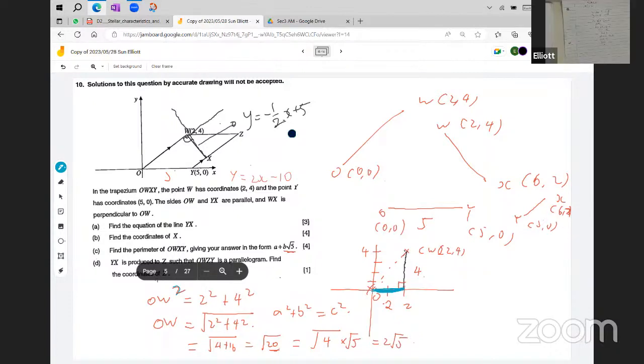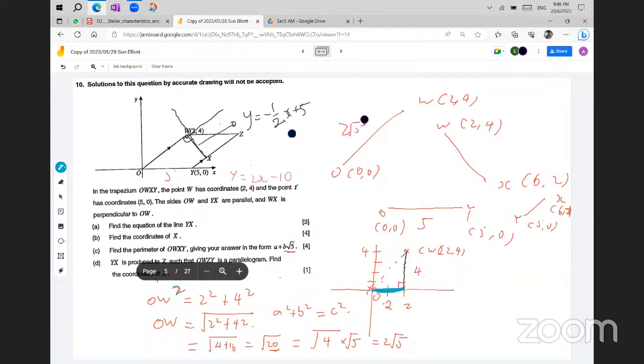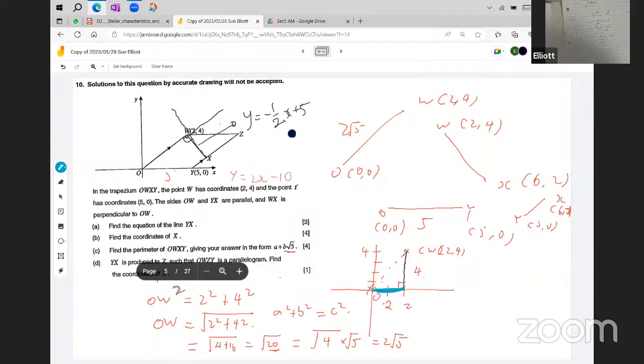So now we have OW and OY. Now that I taught you how to determine the length using Pythagoras theorem, can you try WX and YX? Okay.